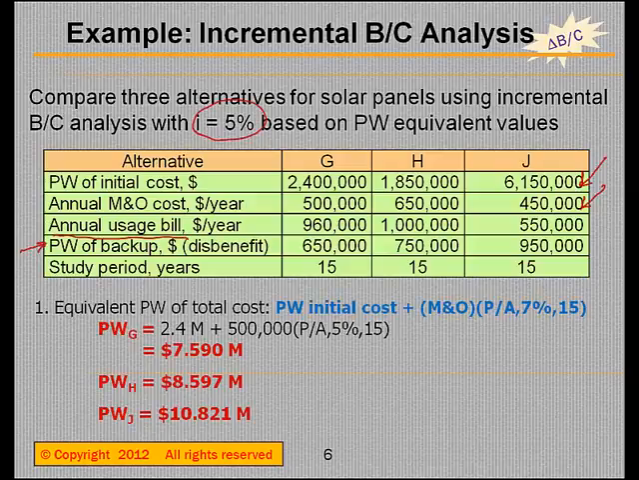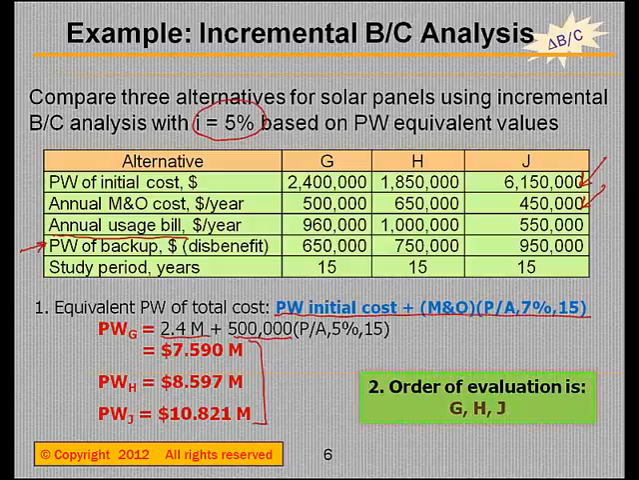Here we start the incremental BC evaluation. First, determine the present worth of total costs using this relation. For example, in alternative G, the $500,000 M&O cost is brought back to time zero with a PA factor, and it is added to the first cost of $2.4 million. The total PW value for each alternative is shown here.